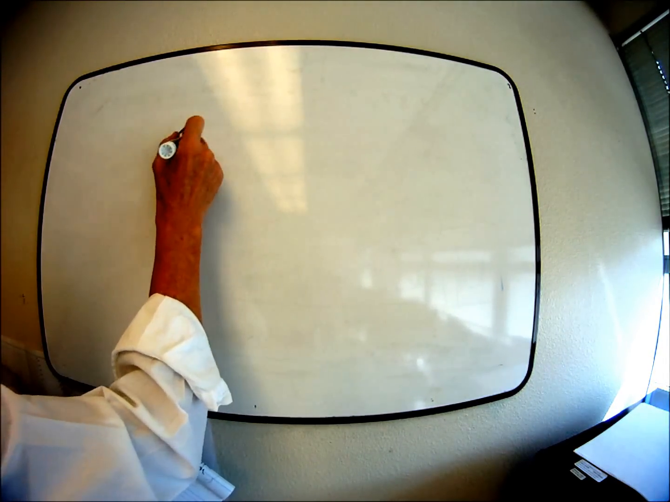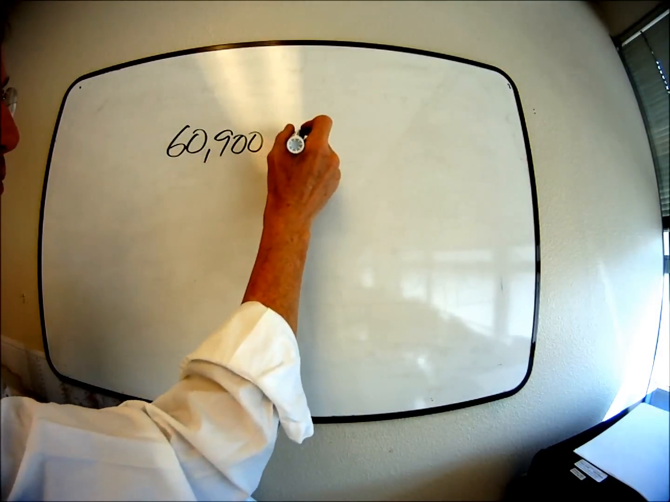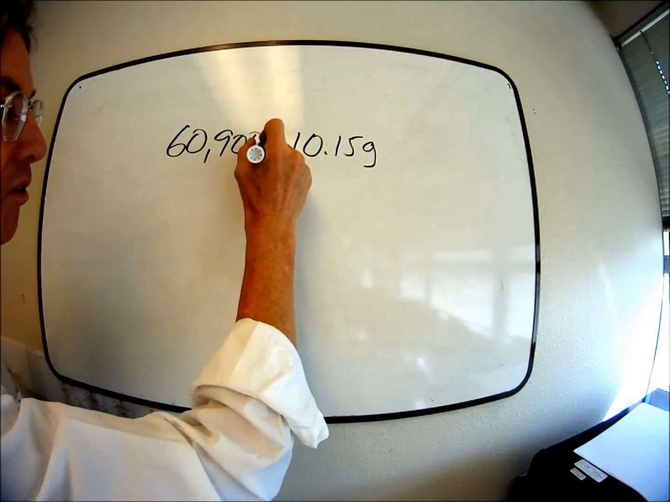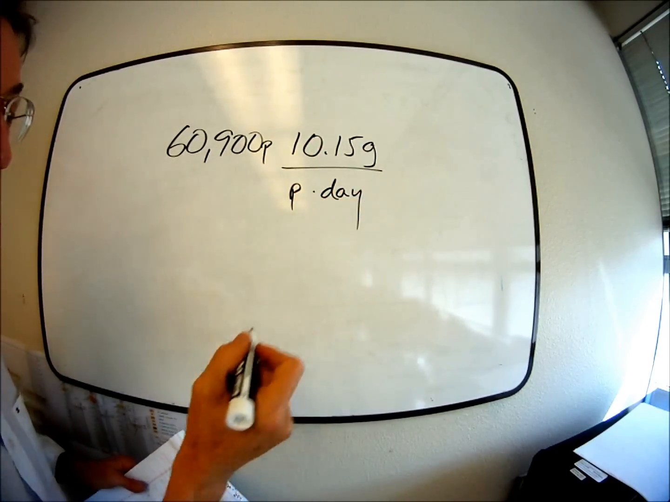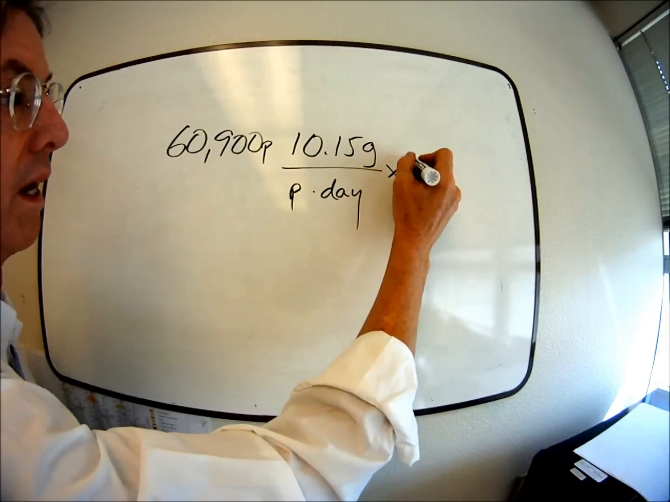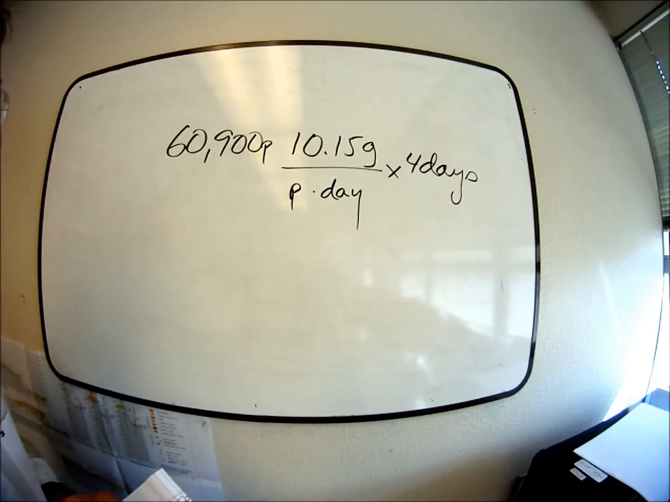So we have 60,900 people. Each one excretes about 10.15 grams of nitrogen per person per day, and they're there for a total of 4 days. It's set up just like a factor label conversion, no different really.